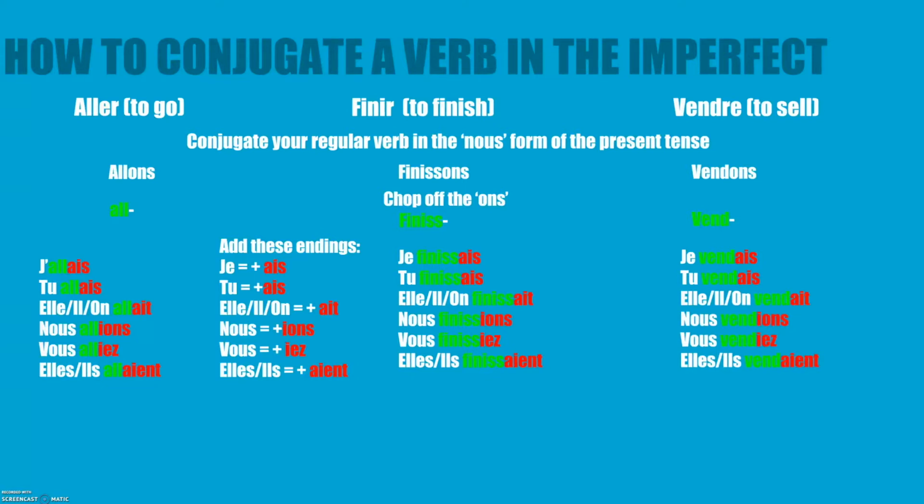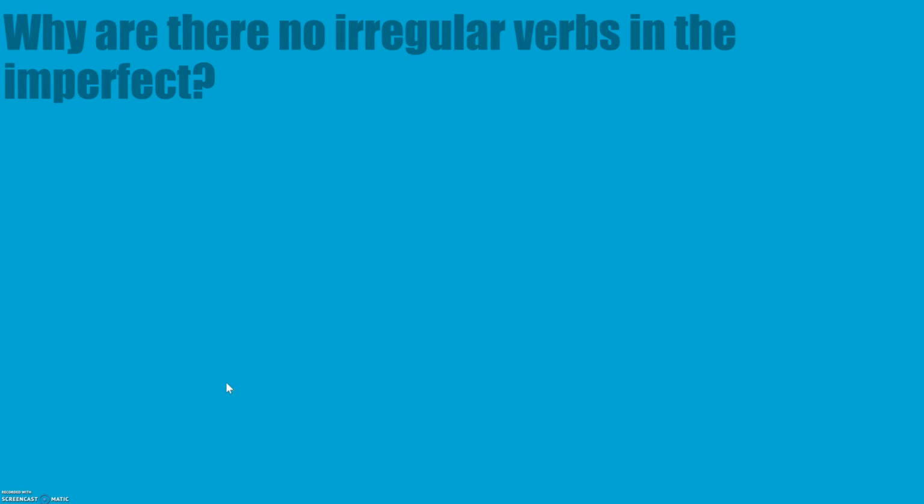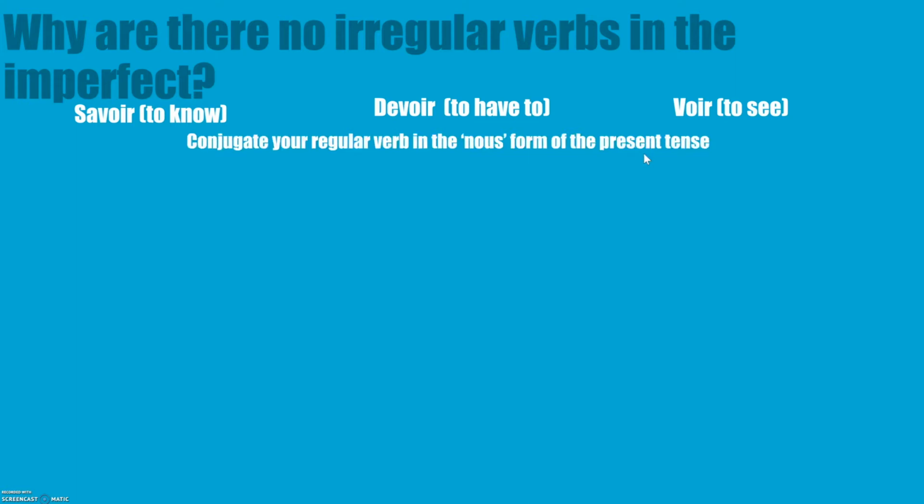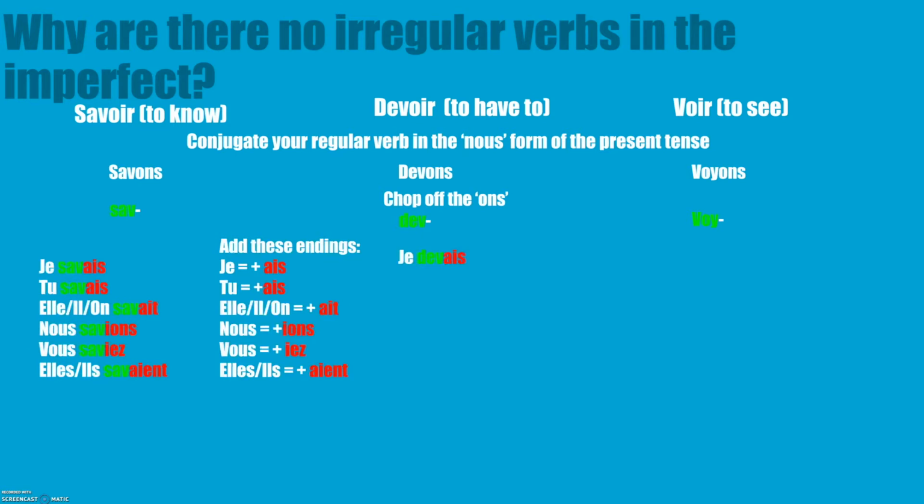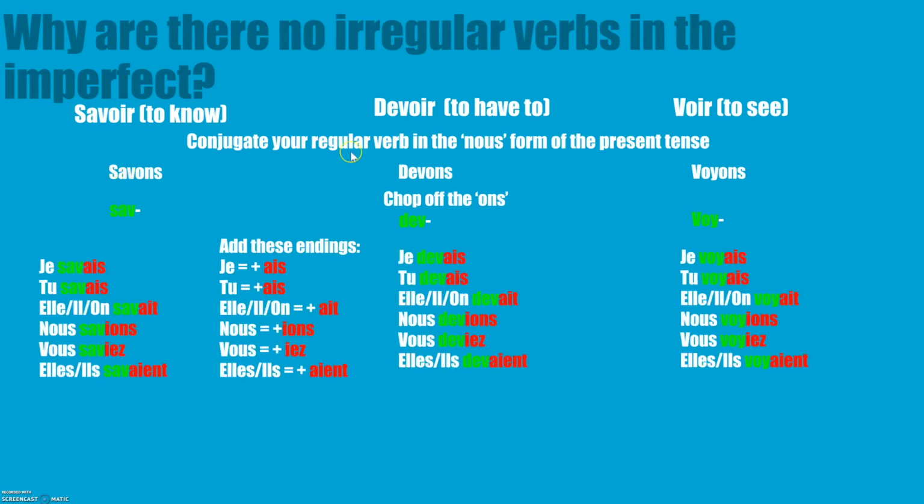What you might be expecting me to do is stop this video and say, next video, we're going to look at the irregular verbs in the imperfect. However, there are no irregular verbs in the imperfect, fortunately. So some of you might be wondering why. Here are three verbs which are usually irregular in most tenses. If we apply the same conjugation pattern with the other verbs we were just talking about, you conjugate your verb in the nous form of the present tense. Nous savons, nous devons, nous voyons. Chop off ONS like usual, forming an imperfect stem, and then you just add the endings. These three usually irregular verbs still follow the same conjugation pattern.